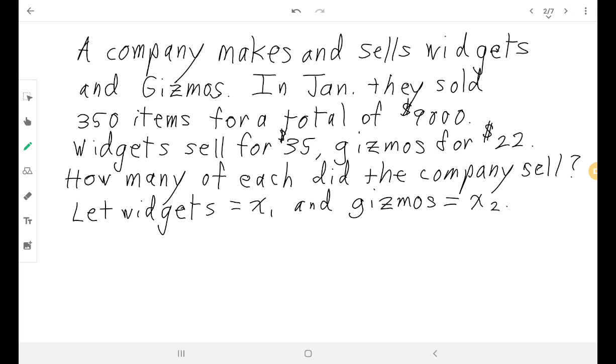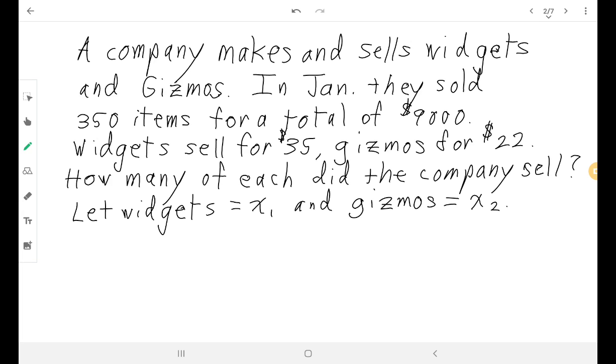A company makes and sells widgets and gizmos. Companies in these theoretical problems often make widgets and gizmos. In January, they sold 350 items for a total of $9,000. The widgets sell for $35. The gizmos sell for $22. How many of each did the company sell?